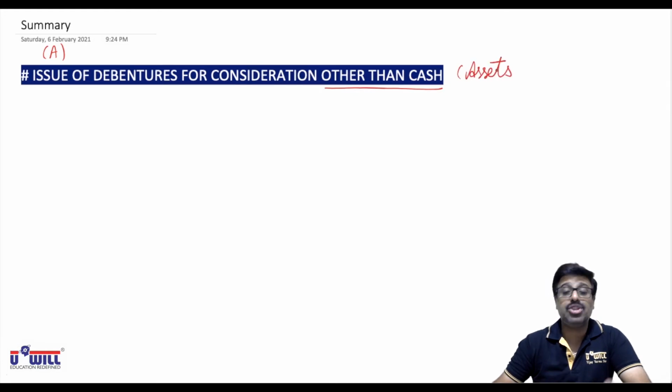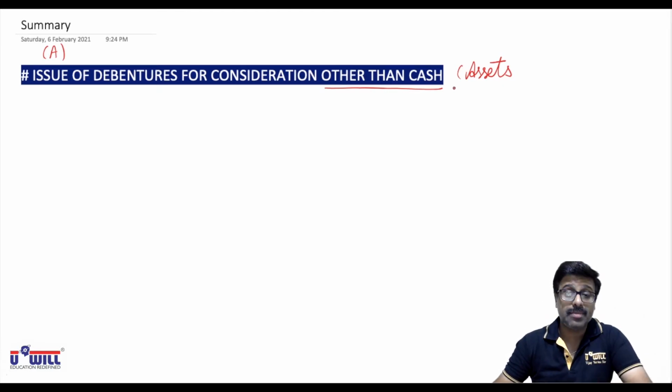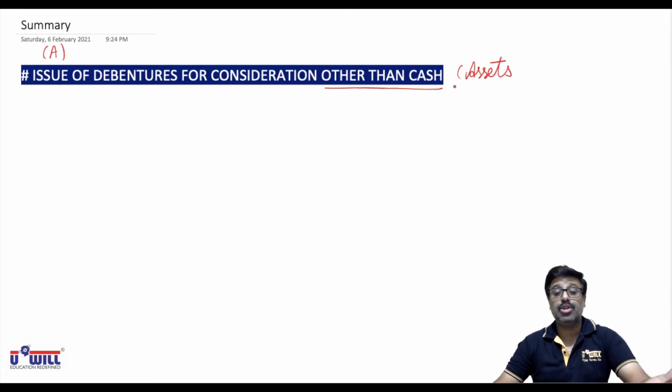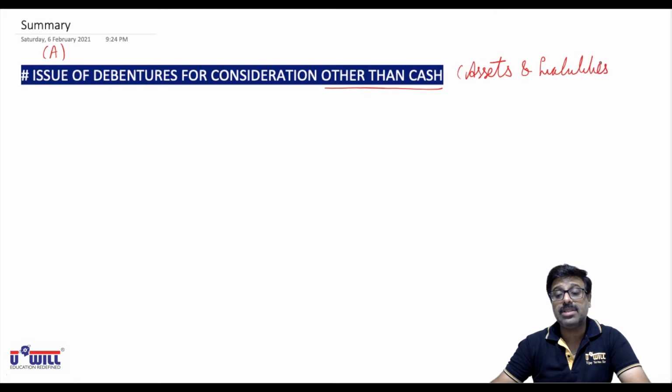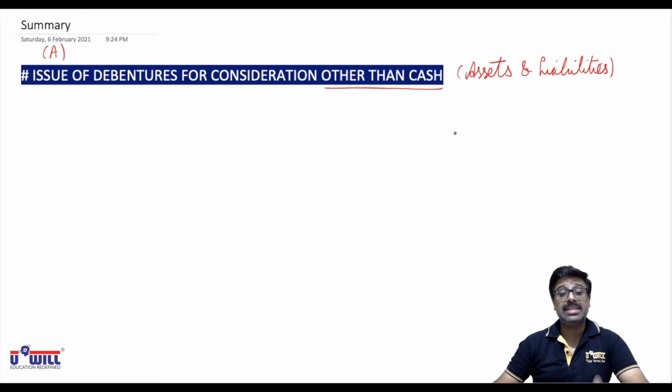Say you buy a machinery, and the amount of the machinery you pay in the form of your own debentures. So you are giving the debentures, but against the debentures what you are getting is machinery. What is that machinery? Consideration other than cash. Or sometimes maybe you buy the entire business. Entire business means you purchase its assets as well as its liabilities. And how do you pay the purchase consideration for that business? In the form of your own debentures.